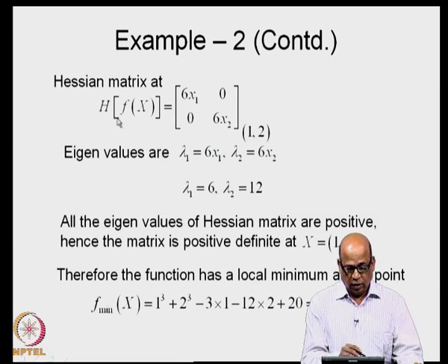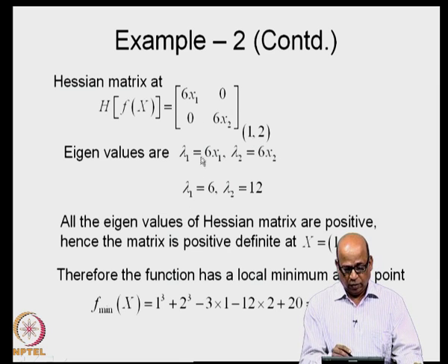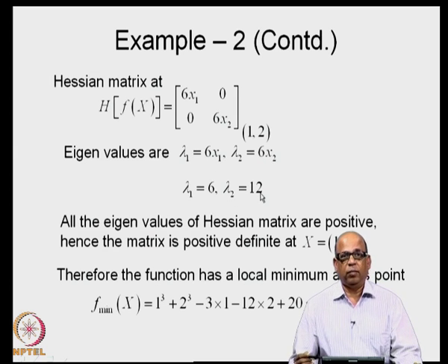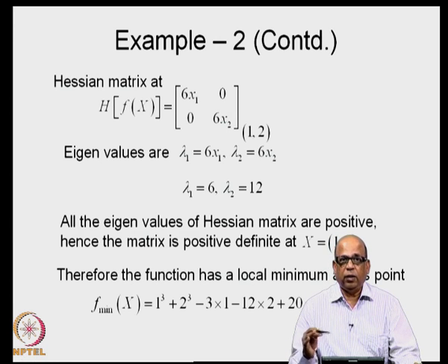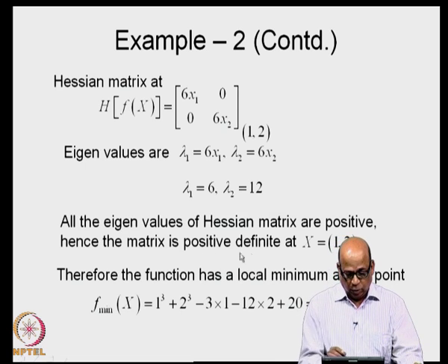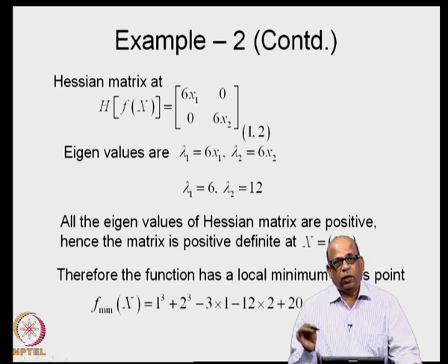So, the Hessian matrix at 1 comma 2 will give us lambda 1 of 6 and lambda 2 of 12, both of which are positive. So, at 1 comma 2 you have 2 lambda values, both of which are positive, and therefore, the Hessian matrix is a positive definite matrix at the stationary point 1 comma 2. So, it is positive definite at x equal to 1 comma 2.